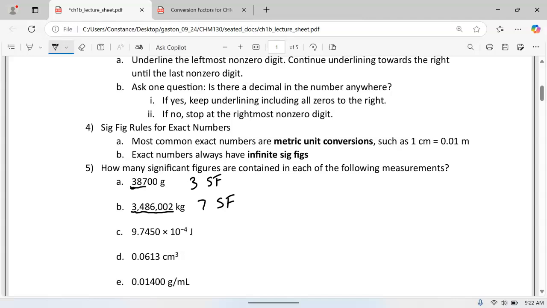Okay, part C is a little tricky. We've got scientific notation here. With scientific notation, you always want to ignore the times 10 raised to some power. So we're just going to mark that out, and we're going to focus on what we call the coefficient.